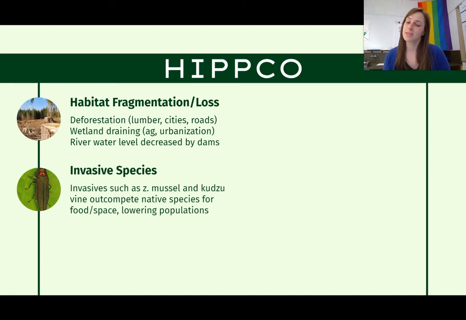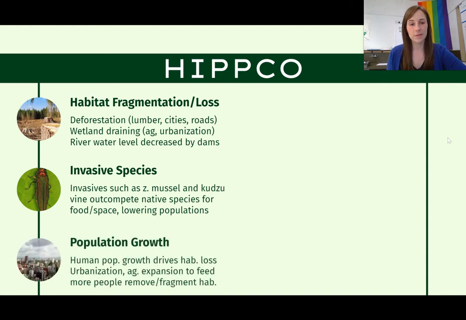I is for invasive species, such as the zebra mussel or the kudzu vine, which we talked about a few notes ago. But invasive species are going to be able to outcompete native species for their food and space, which ultimately leads to lowering populations for those native species. The first P stands for population growth, specifically human population growth. This is going to drive habitat loss through our urbanization as we build up cities, and our agricultural expansion to feed more people. We're going to have to be creating a lot more habitat loss in order to take care of all of these growing numbers of people on planet Earth.